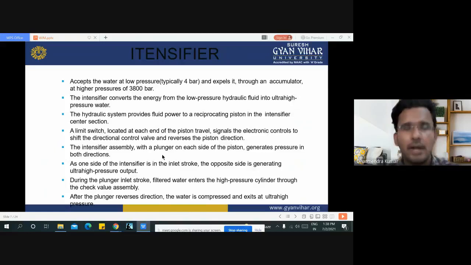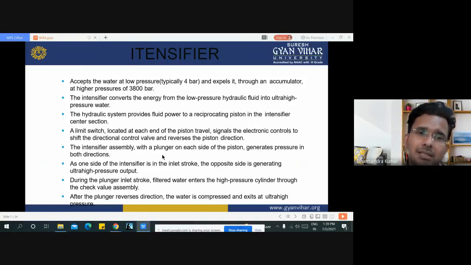Now the requirement and various functions of the intensifier. It accepts the water at low pressure and expels it through an accumulator. It raises the pressure up to 3800 bar. The hydraulic system provides fluid power to a reciprocating piston in the intensifier center section.